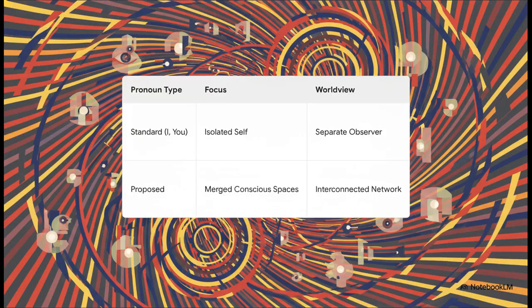And this shift is, well, it's profound. Our standard pronouns, I and you, just constantly reinforce this idea of an isolated self looking out at a separate world. But this new system, it grammatically weaves you into an interconnected network. The I is no longer fundamentally separate from the whole shebang.